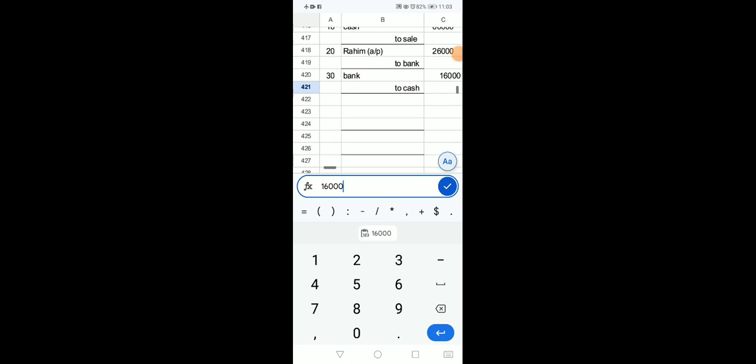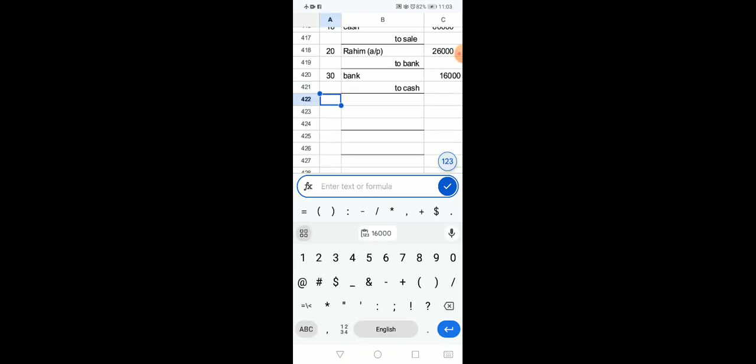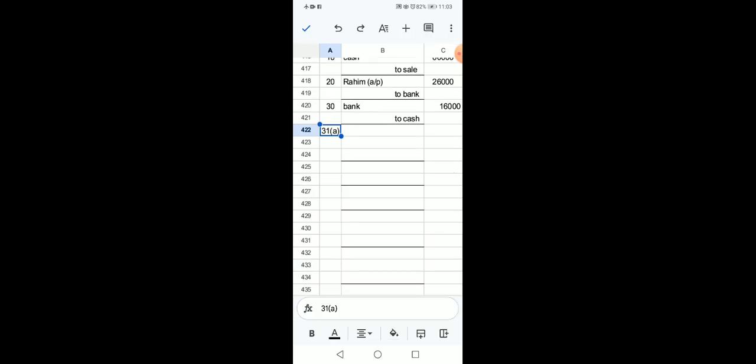Now next entry, let's see what is saying. Next entry is 31, and there are two 31 entries, so we will put date as 31 in the date column, but with the reference like A, since there are two entries of 31 day. 31A is saying paid salary in cash.